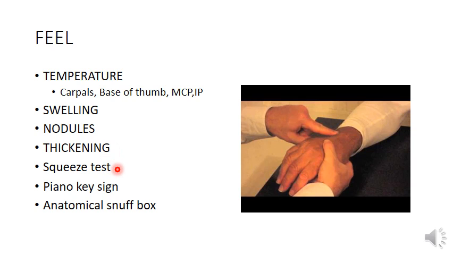Squeeze test, which is done by squeezing the metacarpophalangeal joints to check if there is any pain. A piano key sign, where a small press is made over the ulnar styloid process, and if there is a subluxation, it will come back up like a piano key, and that's why this is called the piano key sign.